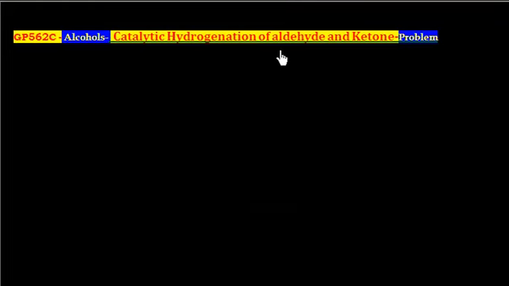Catalytic hydrogenation of aldehyde and ketone. Aldehyde and ketone can be reduced by many ways. It can be reduced by NaBH4, sodium borohydride. It can be reduced by lithium aluminum hydride. It can also be reduced by nickel hydrogen.